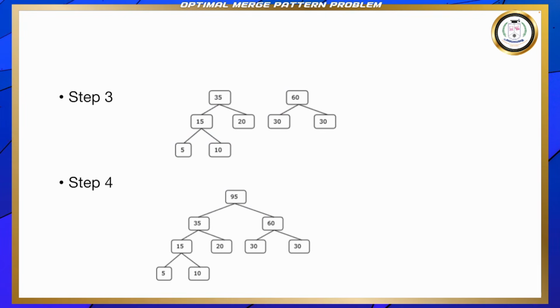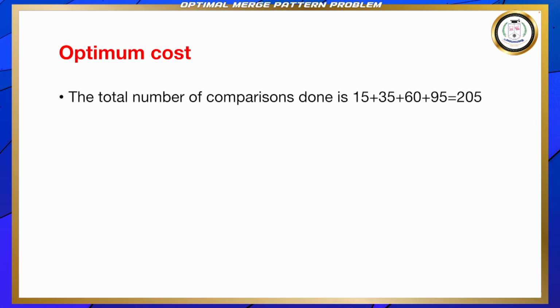So we add the total number of comparisons that are taken, and that is the optimum cost, which is equivalent to 205.